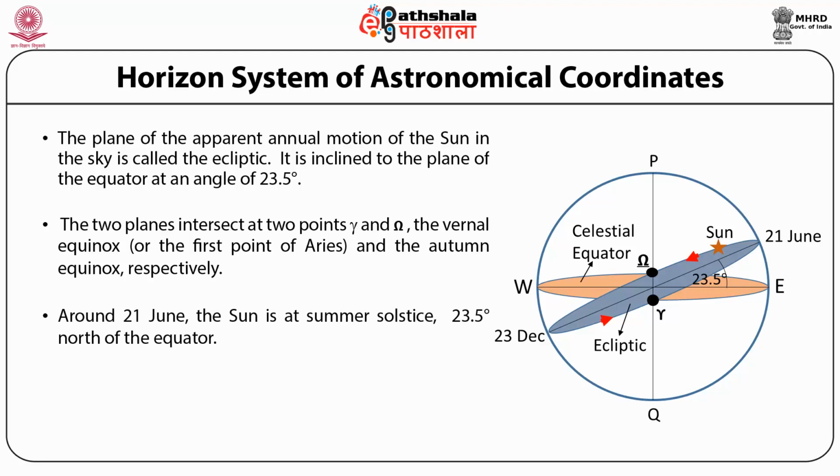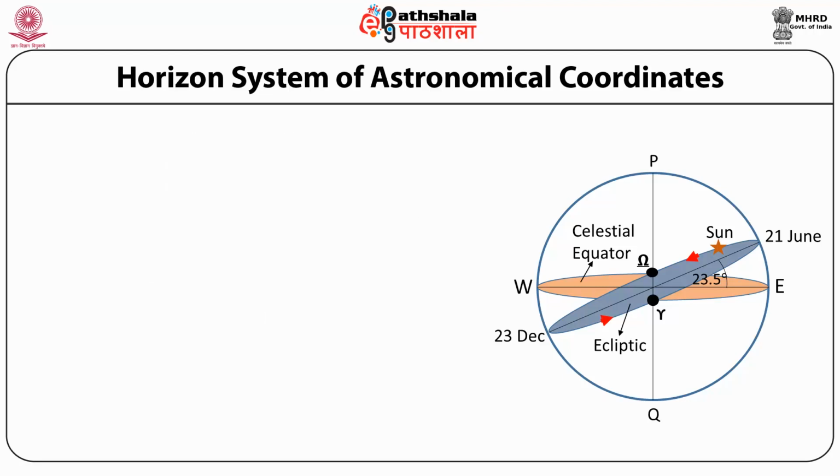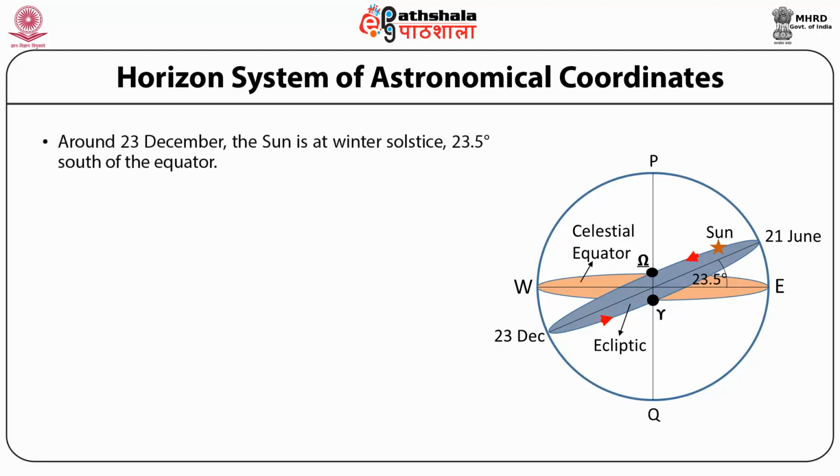So this is 23.5 degrees north of equator. On that day, it rises 23.5 degrees north of east. The position opposite to summer solstice occurs at around 23 December. At this position, the Sun is at winter solstice.